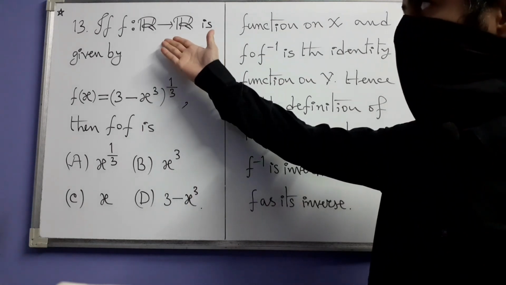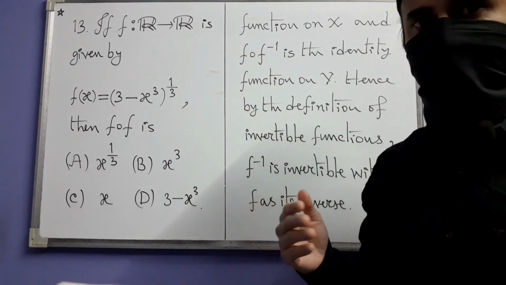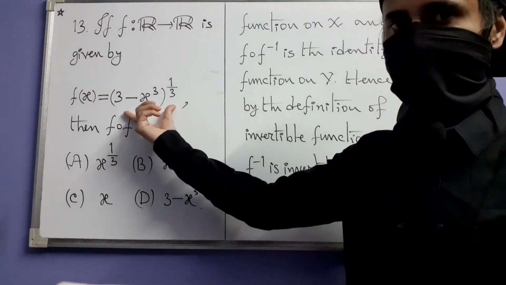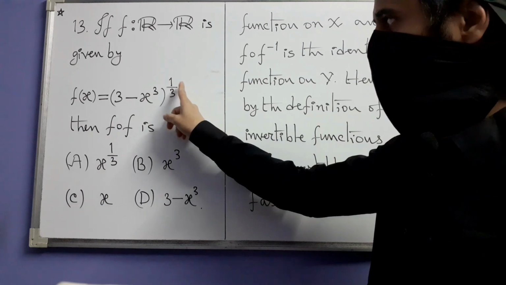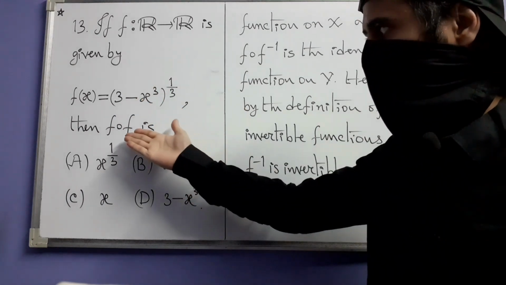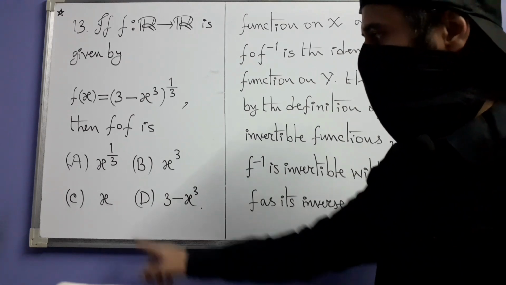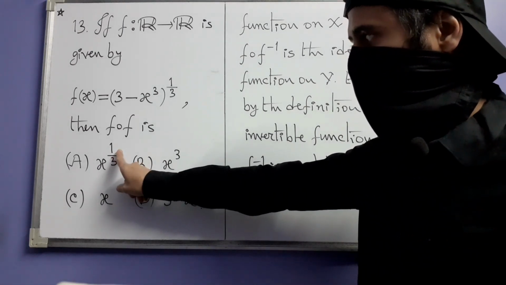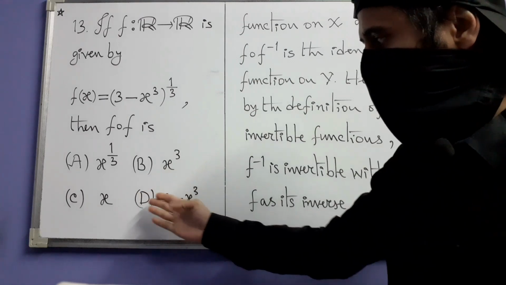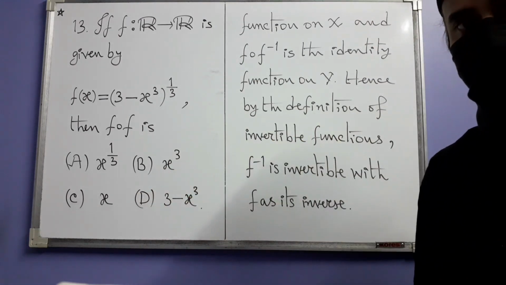A function f is given with both domain and codomain equal to the set of real numbers. And this is the rule defining the function: f of x equals the cube root of 3 minus x cube. Then we have to figure out what f composite f is. Is it x to the power 1 over 3, that means the cube root of x, or x cube, or x, or 3 minus x cube?